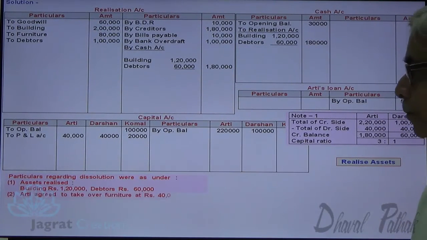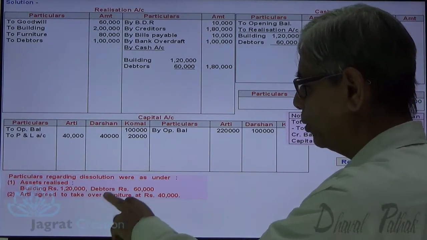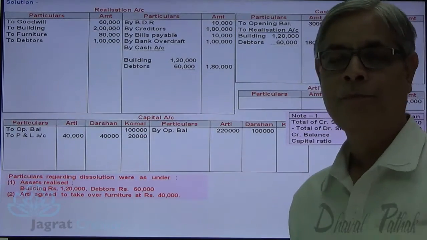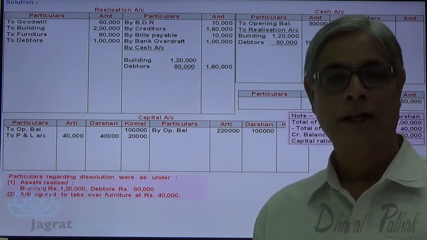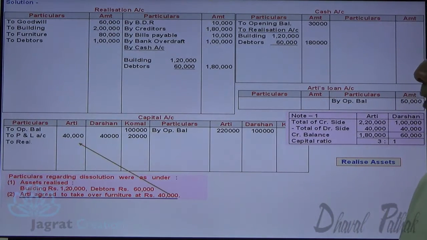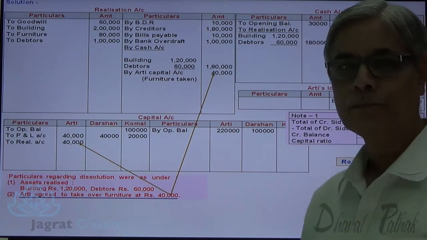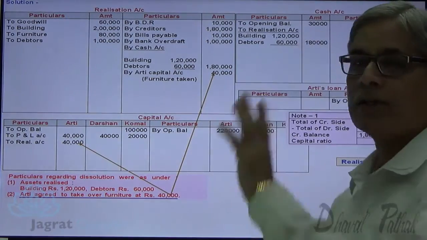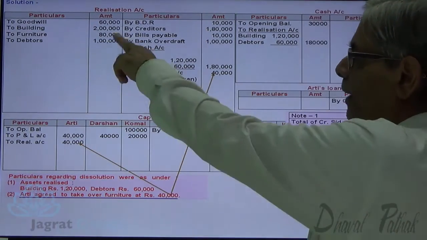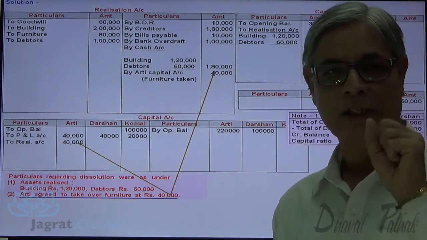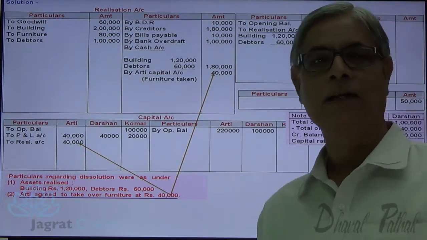Next point. Aarti agreed to take over the furniture for 40,000. Aarti takes the furniture. Aarti is the receiver. Debit the receiver. So Aarti's capital account debit to realization account credit, furniture taken by Aarti. Furniture of 80,000 taken by Aarti at 40,000. Difference between the two, 40,000, is a loss, automatically debited to realization account.